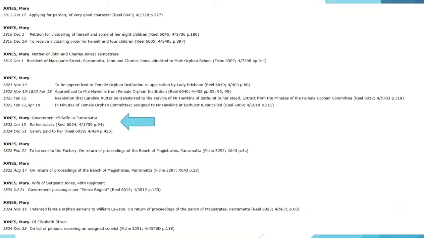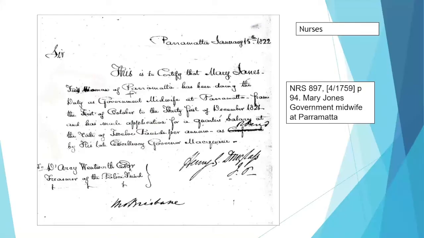So of course, going back to our early colonial secretaries index from 1788 to 1825, it's a wonderful, wonderful resource. So here, for example, we see Mary Jones, who was the government midwife at Parramatta. So there are letters to do with her salary in 1822 and 1824. So here we are. She's been certified that she was doing the duty as government midwife at Parramatta from October to December 1821, and she is applying for her salary for that quarter of the year.